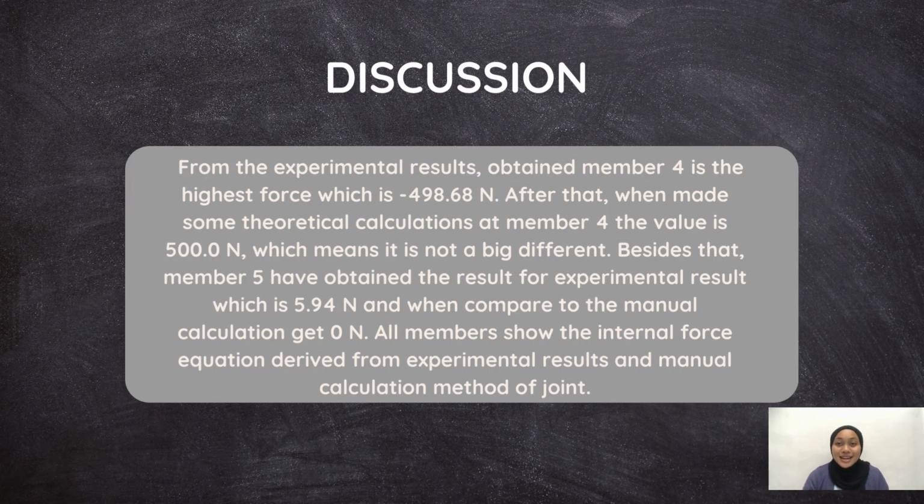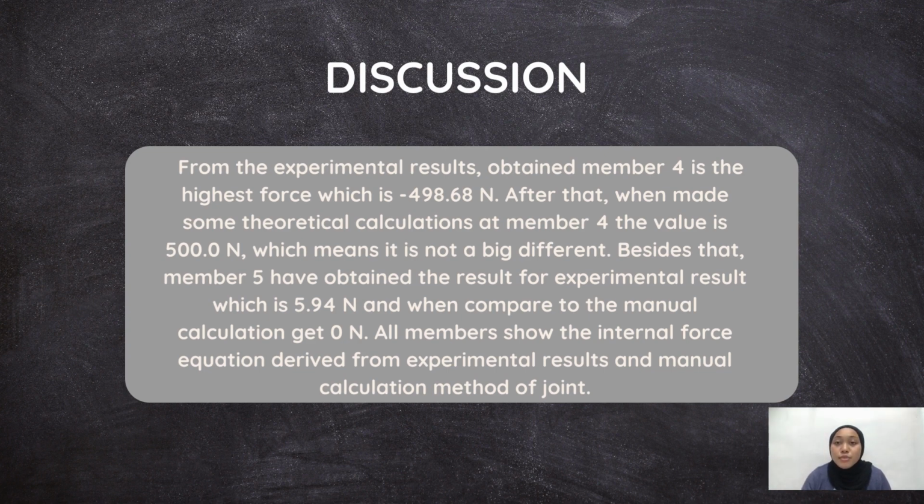Lastly is discussion. Based on the experimental result, the highest force that has been obtained is in member 4, which is slightly different from the theoretical result. Other than that, the theoretical result for both member 7 and 8 should be the same, but the experimental result is a bit different, which is lower than theoretical member 7 and member 8.